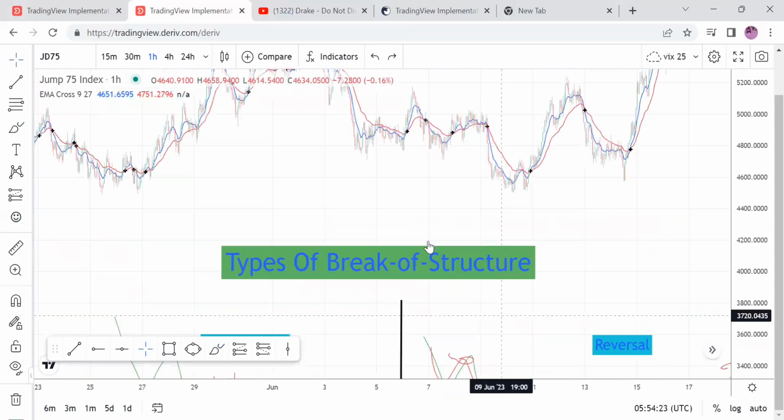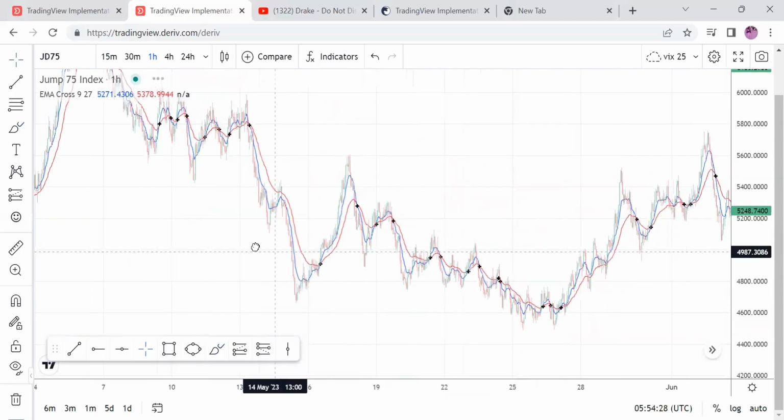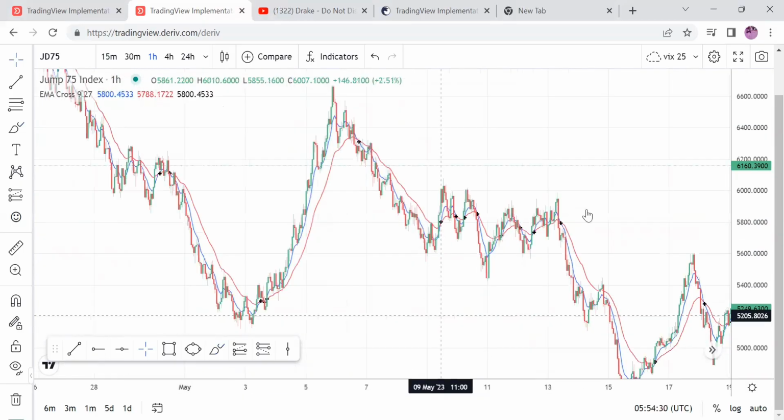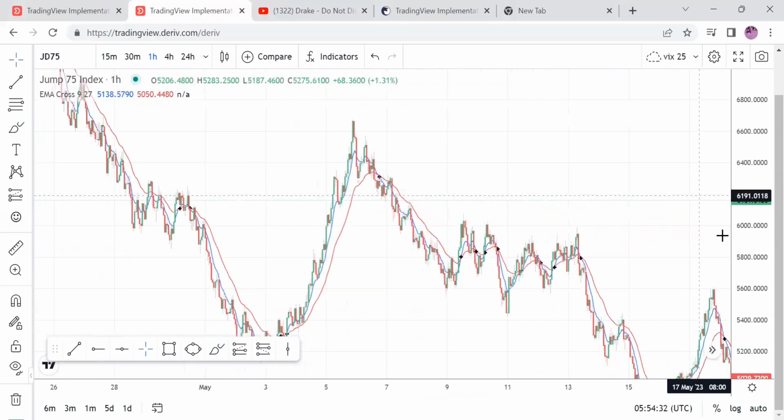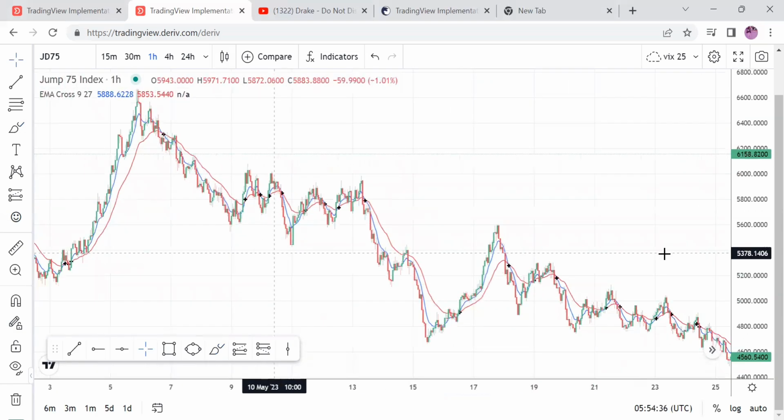Now I'm going to go on the live chart and try to identify some of these same examples. All right, so let's take a look at the chart.